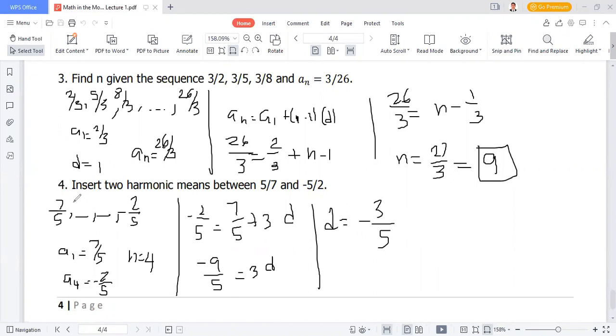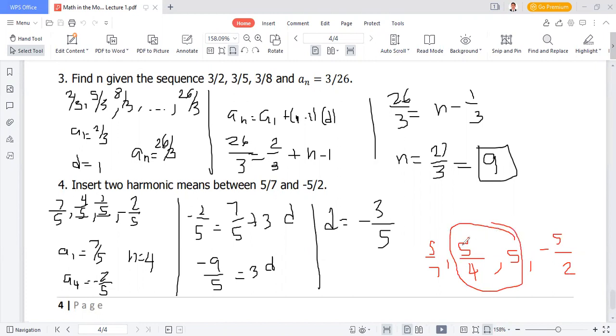Ma-minus lang natin to sa D. Magiging ano? 7/5 minus 3/5, 4/5. 4/5 minus 3/5, 1/5. 1/5 minus 3/5, negative 2/5. Sakto. But hindi pa yan yung sagot. Babalik ta rin pa natin. Magiging ano yan? 5/7. Tapos 5/4 yung gitna. Tapos 5. Tapos negative 5/2. So ito yung arithmetic means. Two arithmetic means between 5/7 and negative 5/2.